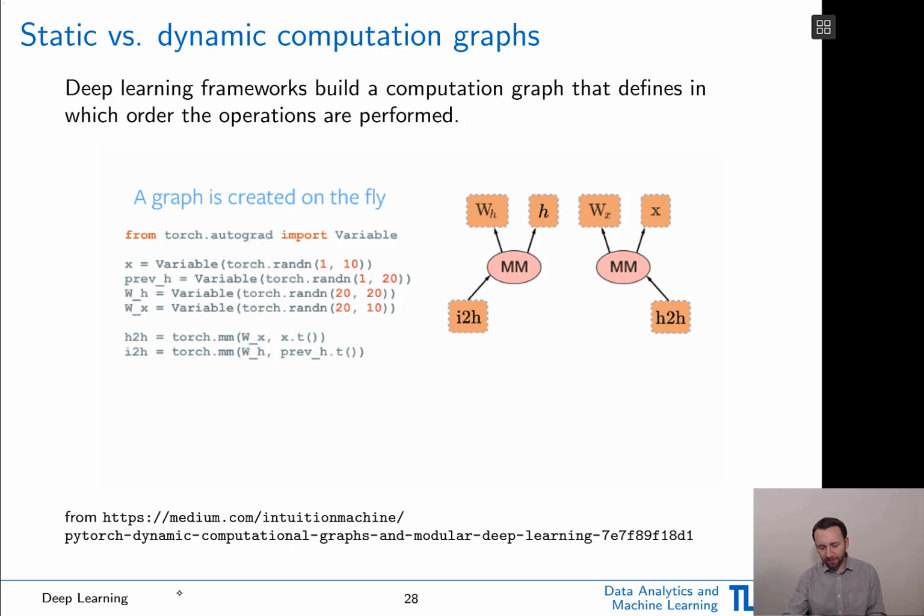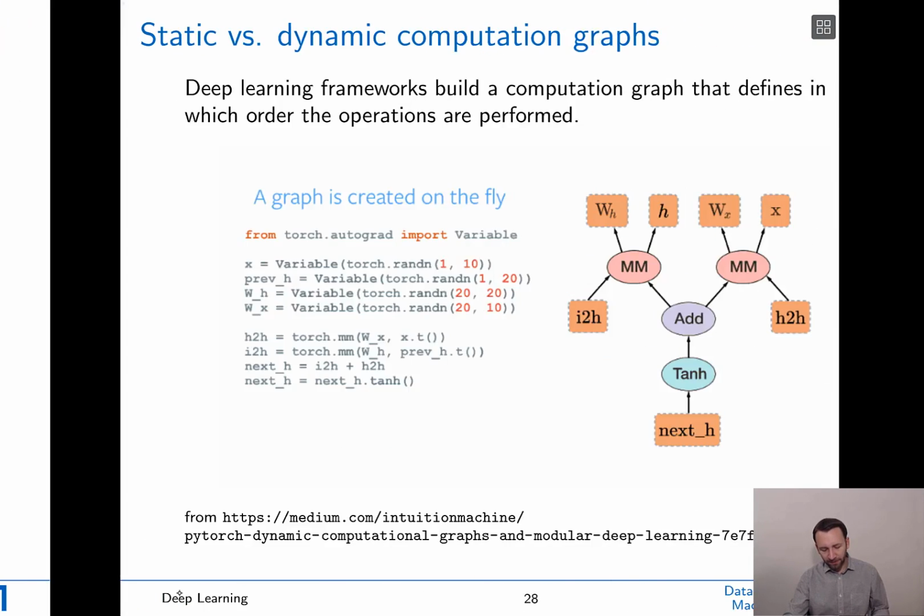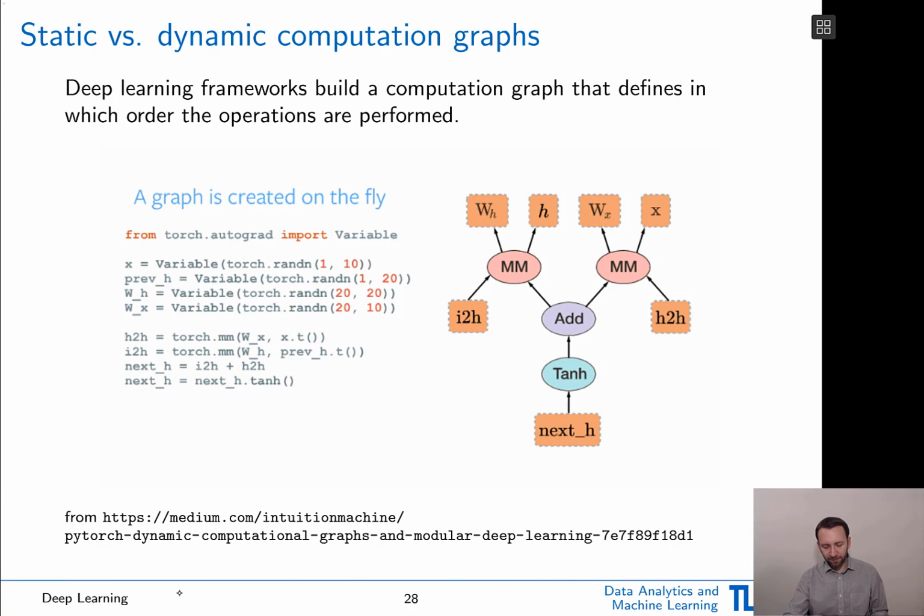Or you can do the same with these two variables. You can multiply them, and you give it a name, which is called i2h. And then you can continue. You can take these two variables, the outcome here, these two here, and you can add them up. And then afterwards, you can take the tanh of it, and this gives you another variable.